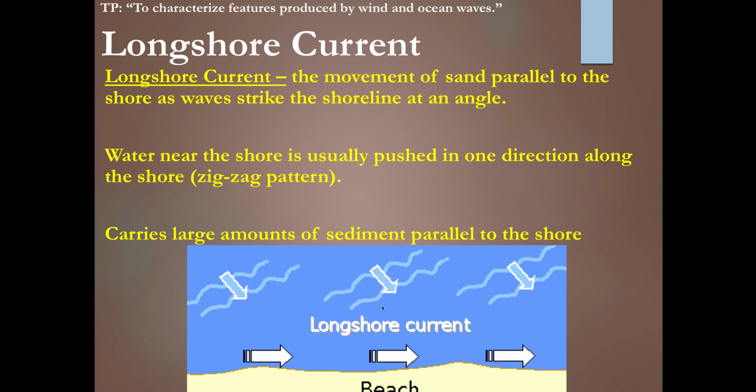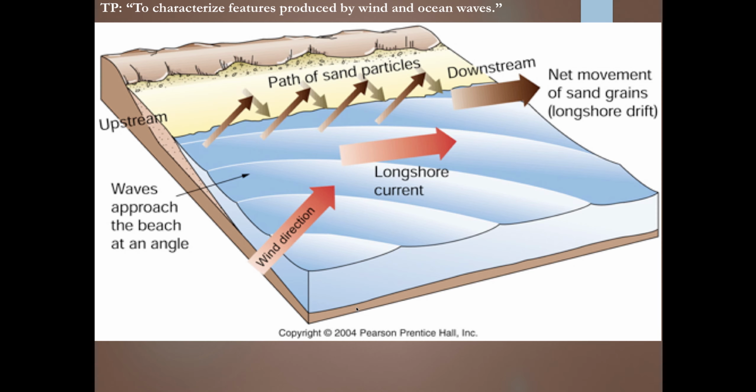In the video, I mentioned a word. The word for the water coming in is called swash, S-W-A-S-H, and when it goes back, it's backwash. So swash and backwash. Same idea, swash and backwash. And this would produce a zigzag pattern. And then notice that the longshore current is going from left to right in this diagram.